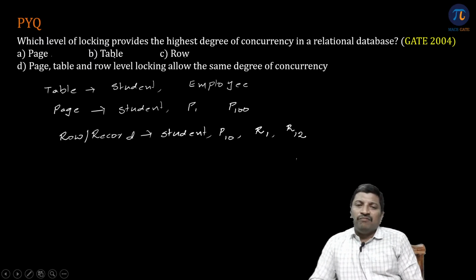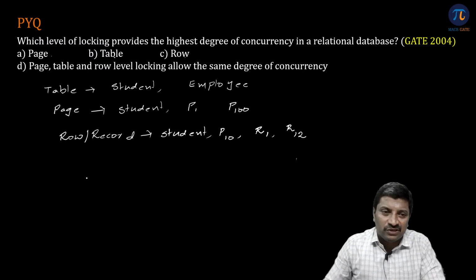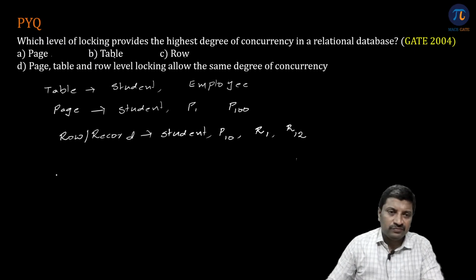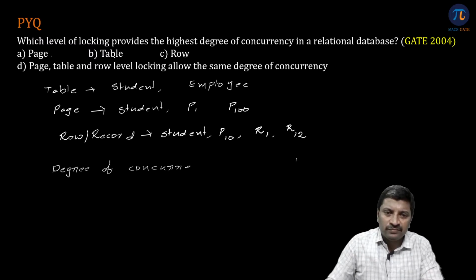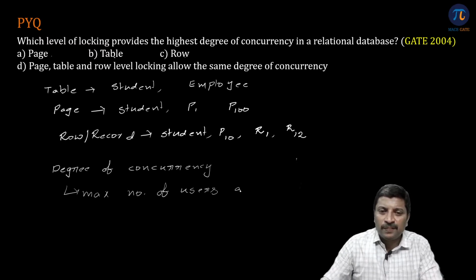Now which will provide the highest degree of concurrency? The question is, what is degree of concurrency? Maximum number of users allowed to access the database at the same time.